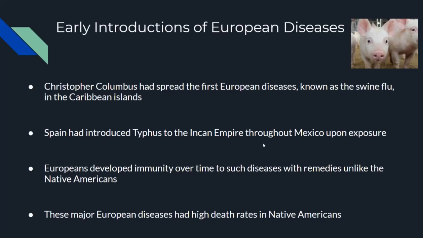The swine influenza and swine flu had a death rate of 25%, measles with a death rate of 25%, smallpox with a death rate of 40%, and typhus with a death rate between 10% and 40%. With such catastrophic conditions, the combination of mainly deadly diseases and conflicts with colonists would wreck the Native American population by nearly 90%.